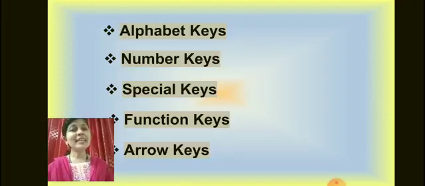So what do alphabet keys mean? There are alphabet letters A, B, C, D. There are 26 alphabet keys on the keyboard. And number keys: there are 10 number keys on the keyboard, 1, 2, 3, 4 up to 9 and the 0 key. So in total there are 10 number keys.